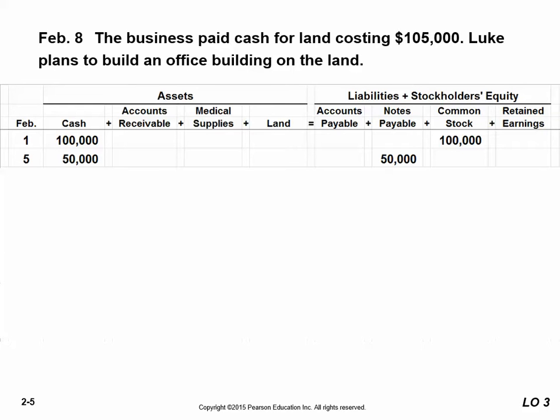On February 8th, the business paid cash for land costing $105,000. Cash is decreased while land, an asset, increases.